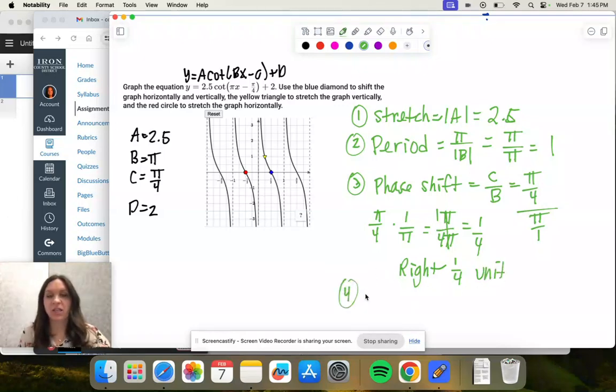And then the last thing is the vertical shift. That's our up and down. And this one is simple. It's just the d value. Because it's positive 2, we're going up 2.